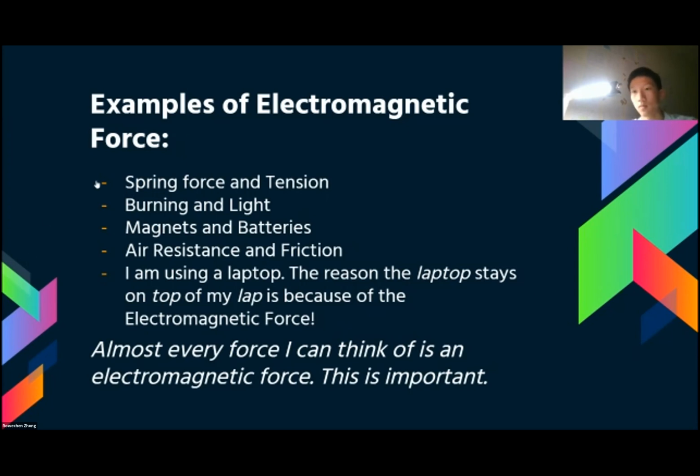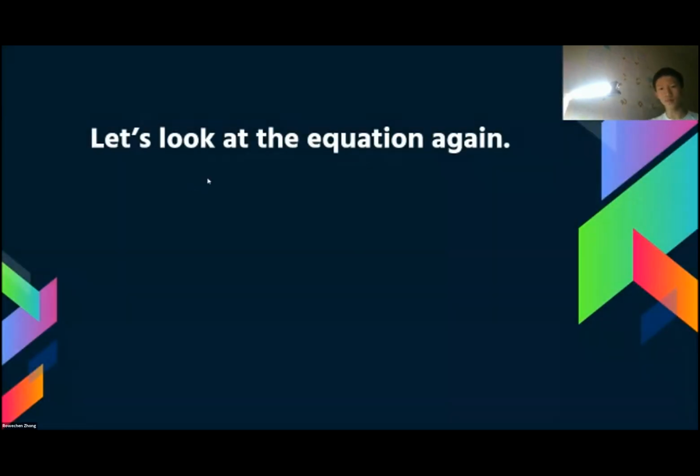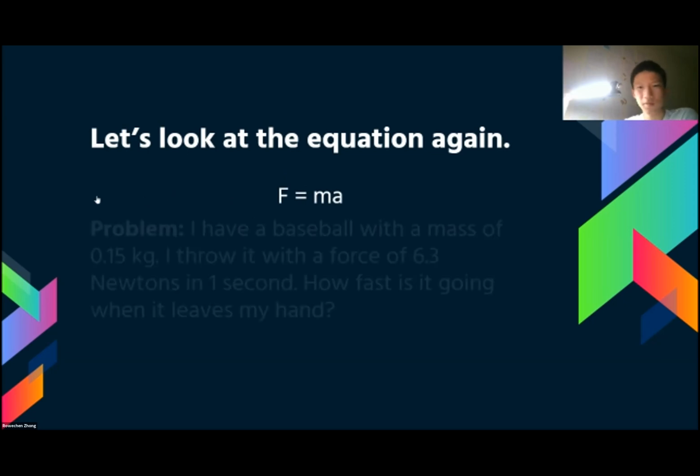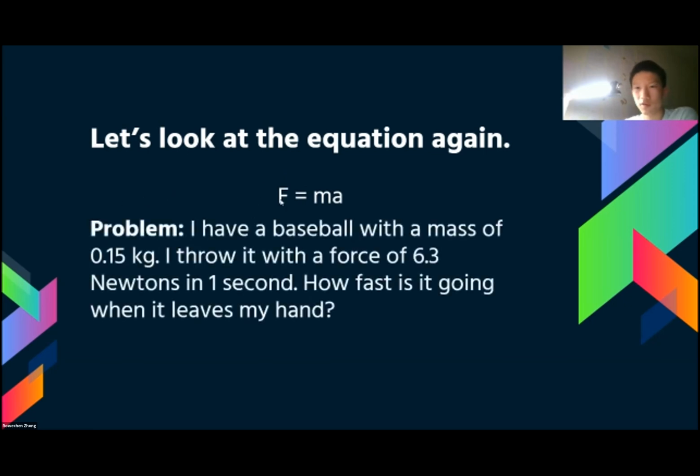So, let's take a quick look at the equation again, just to make sure you fully understand what it means. Well, I say fully, because the simplest case for this equation is if I know what the force is and I know what the mass is, I can figure out what the acceleration is. So here's a problem. It's bolded. It's a problem.